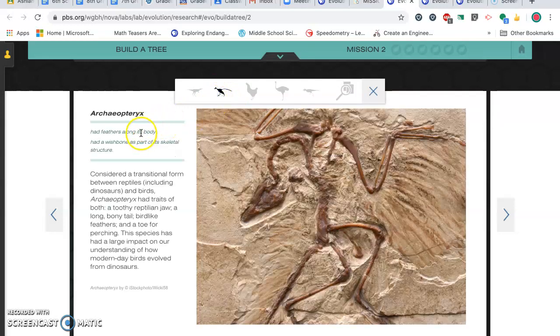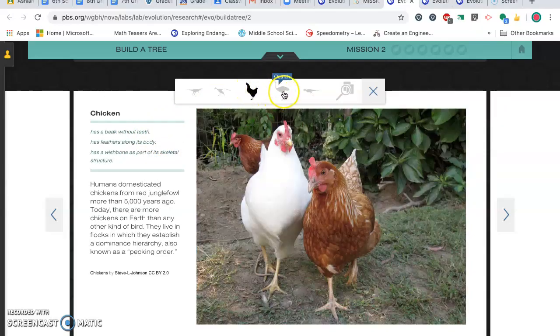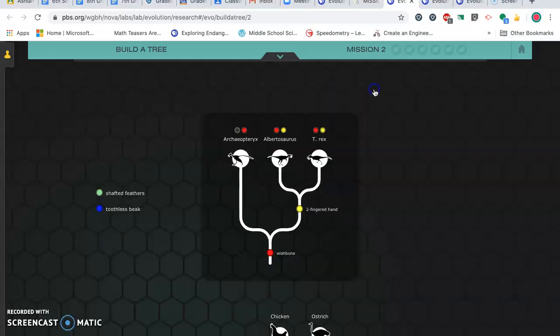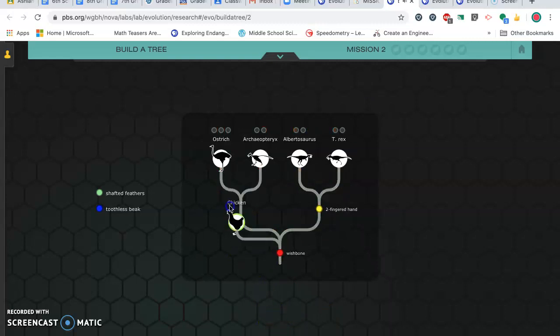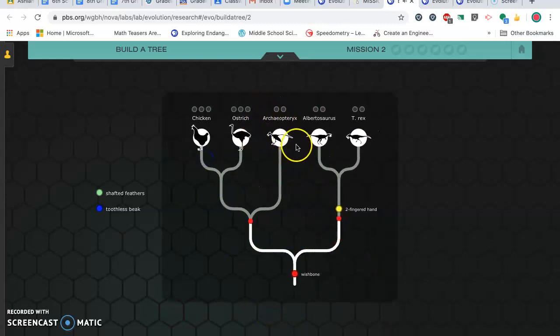All right, so how was this guy different? Well, he had feathers along his body. Did any of the other ones that we have left have feathers? Yes, a chicken has feathers and an ostrich has feathers. So when I bring my chicken and ostrich up here, I'm going to put them on this side with the Archaeopteryx. I'm sure I'm mispronouncing that. Because all of these have feathers. And again, I want to put this shared characteristic at the bottom so that it extends up to all of them. And then lastly, we know that chickens and ostriches have beaks, which these did not have. These have toothless beaks.